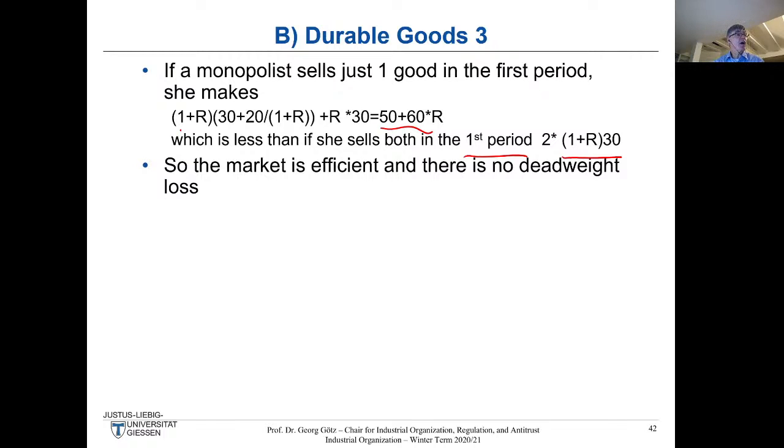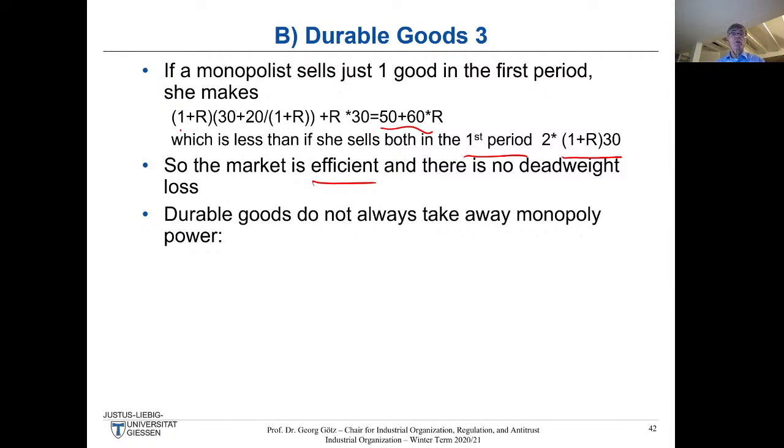We don't restrict output. Okay? And the market is efficient, and there is no deadweight loss. This only becomes clear if I show you another example. Of course, I use tricks here, not I, but Richard Pepper and Norman, because they deliberately chose these 50 and 30.